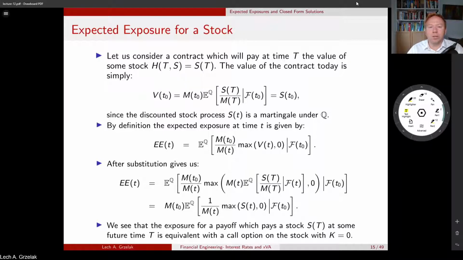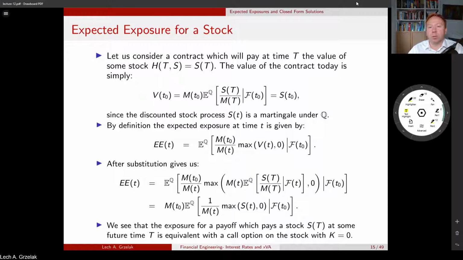Now let us discuss a number of special cases for which we can calculate expected exposure analytically. As you can imagine, it is not trivial in general. When we have a portfolio of different derivatives, it's not so trivial. However, there are a few cases where expected exposure can be done analytically.